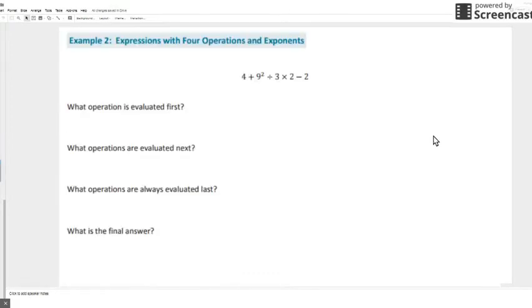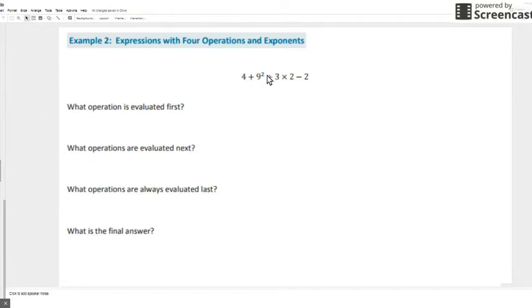All right, hello students. So in the first video, we talked about just the 4 basic operations. Well, now as we move on to example 2, we're going to evaluate expressions with 4 operations and exponents. Now we're going to add another part to this. And as we add new parts to it, they actually become higher and higher on the operation level. I mean, they become first. So if we look at this, our expression is 4 plus 9 squared, or 9 to the second power, divided by 3 times 2 minus 2.